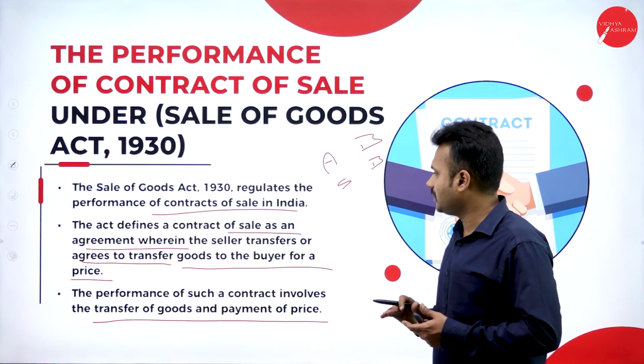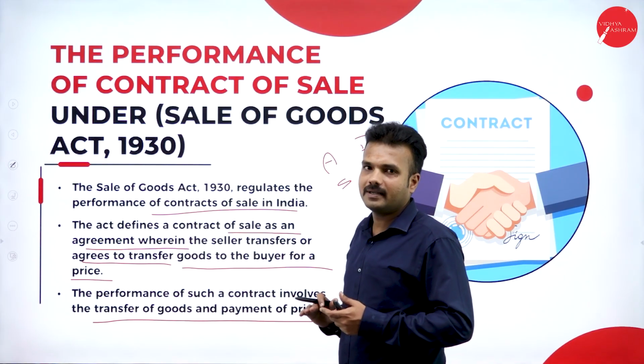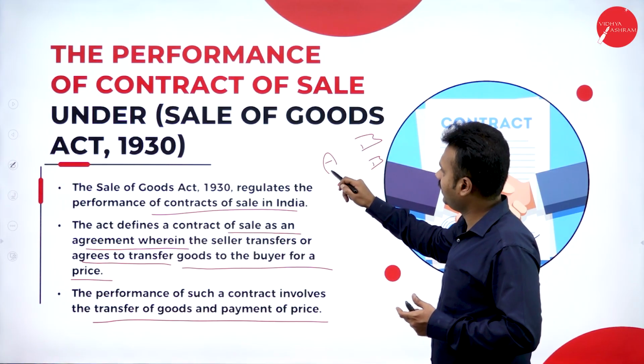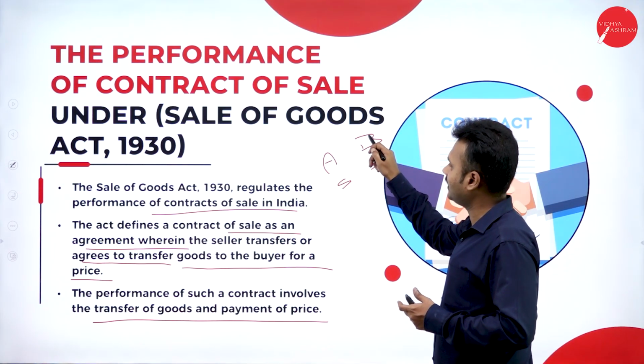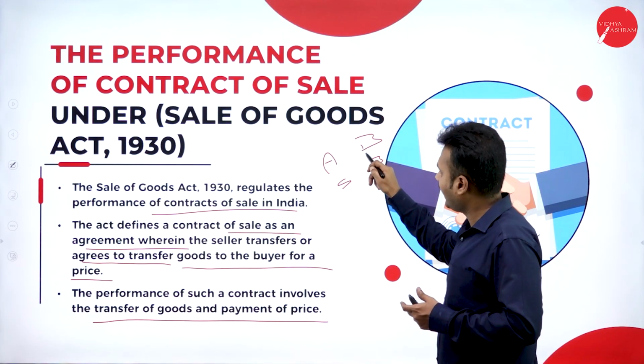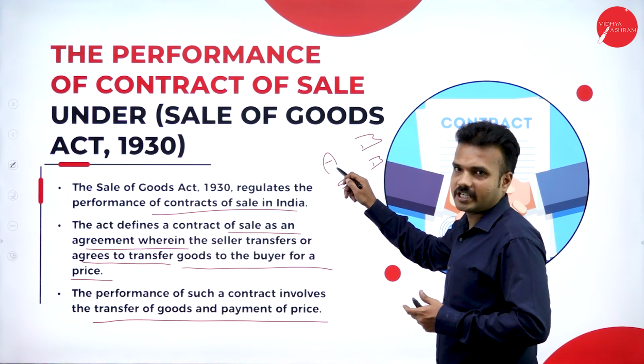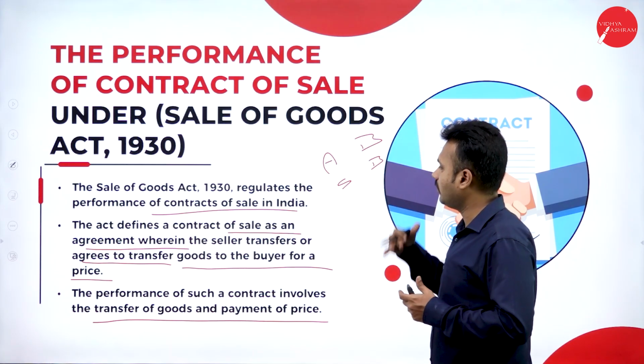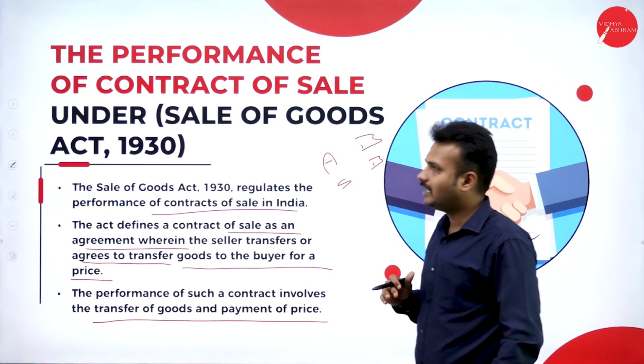When the performance is going to happen, between 2 parties, he's a seller, he's a buyer. He is going to sell the product, meaning transfer the ownership of the product to Mr. B, and Mr. B is going to pay the money to Mr. A. Then the contract comes to an end. That is a valid contract according to the Sale of Goods Act 1930.